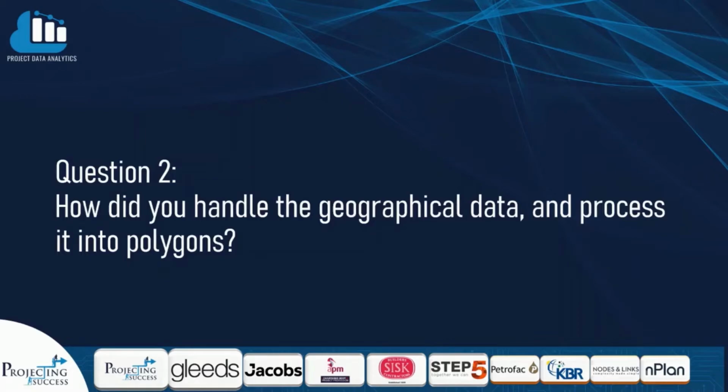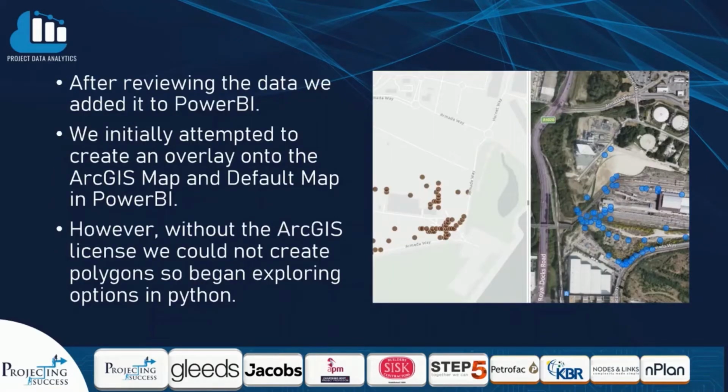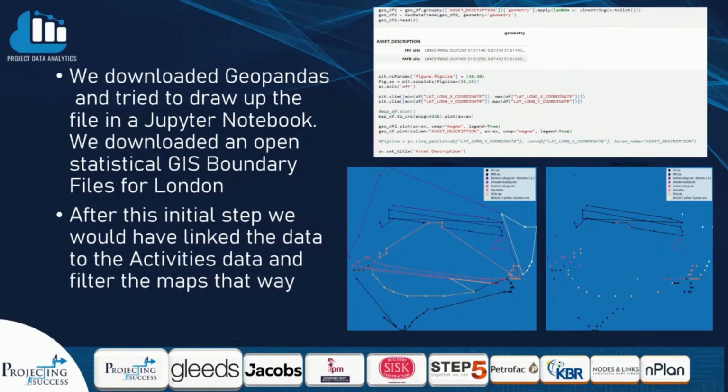How did you handle the geographical data and process it into polygons? So after reviewing the data, we added it to Power BI. We initially attempted to create an overlay onto the ArcGIS and the default maps in Power BI, but as we didn't have the license, we began exploring options in Python. We ran into a few difficulties, but we did try and we managed to use some analysis in GeoPandas.